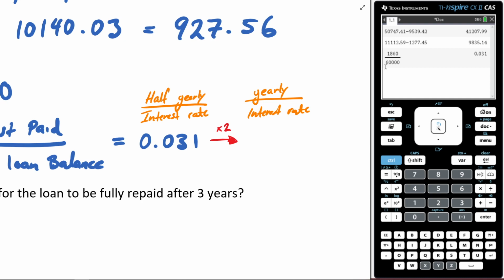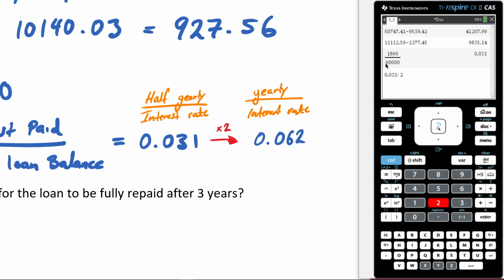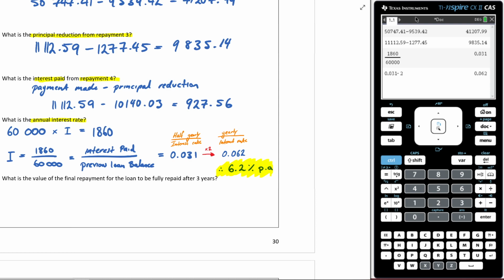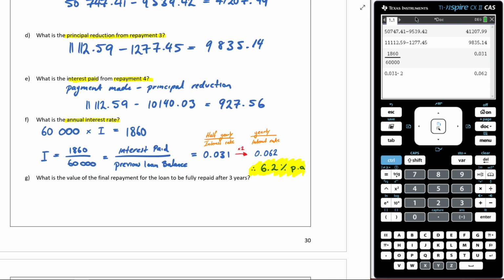If I do that, what I'm going to end up with is 0.062. So all I did is I went 0.031 times 2, and I get 0.062. The very last thing you're going to have to do is turn this into a percentage. Therefore, it is going to be 6.2% per annum. That is your final answer. Hopefully that makes sense what I've done there. A neat little question.